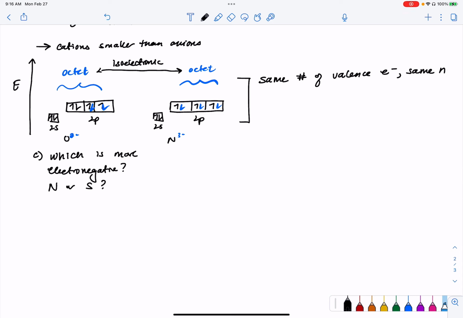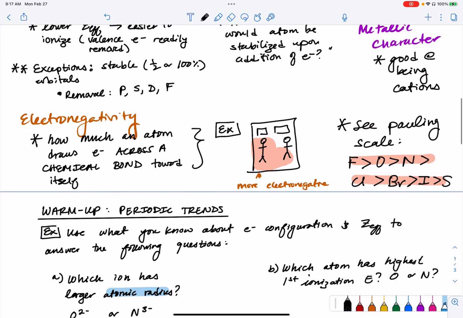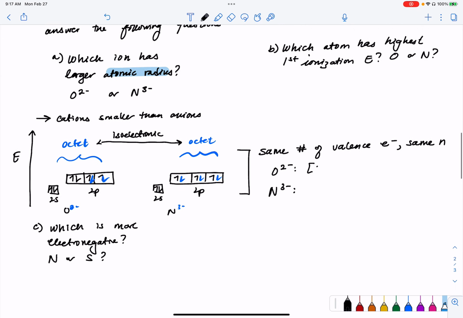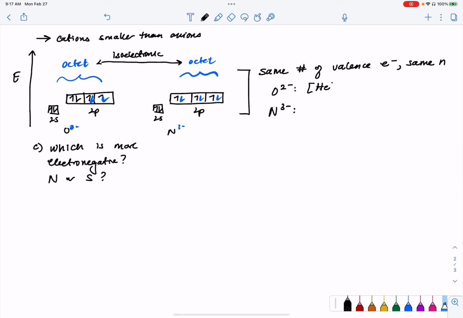So we're all in the same n. Like I said, we can't think about core versus not, because if I were to write out the electron configuration, instead of looking at an orbital box diagram, for O2- and N3-, this would be the preceding noble gas, which I believe is helium, followed by the valence electrons, which would be 2s2, 2p6 for both.